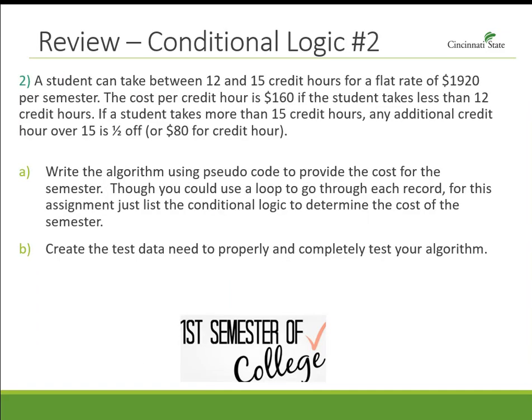For number 2, calculate the tuition for the semester. A student can take between 12 and 15 credit hours for a flat rate of $1,920 per semester. If the student takes less than 12 credit hours, the cost is $160 per credit hour. When a student goes over 15 credit hours, any additional credit hour over 15 is half off, or $80 per credit hour. Let's look at the algorithm to solve this problem.